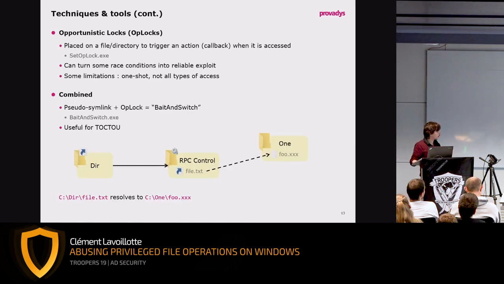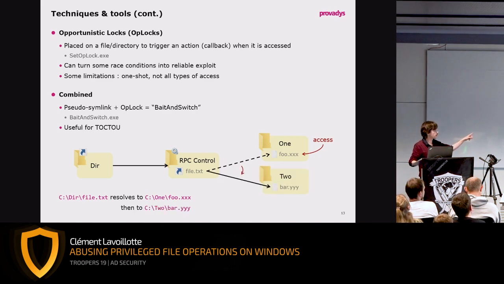So here we see our pseudo symlink again. And if we can place an oplock on the file, when the file gets accessed, we can change the symlink, so not the file, but the symlink, to point to another file. So if we remember that our application tried to access cdr_file.txt, it will actually access the first file on the first access, and all subsequent accesses will go to the second file.